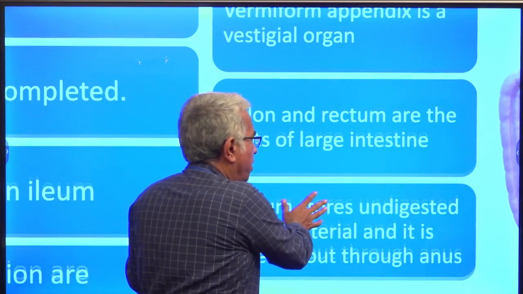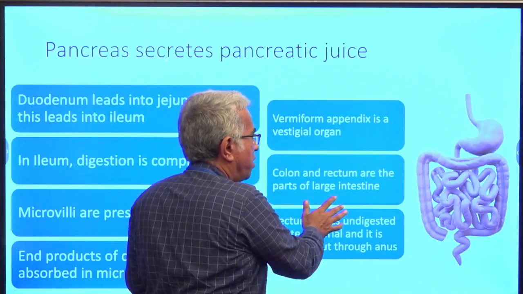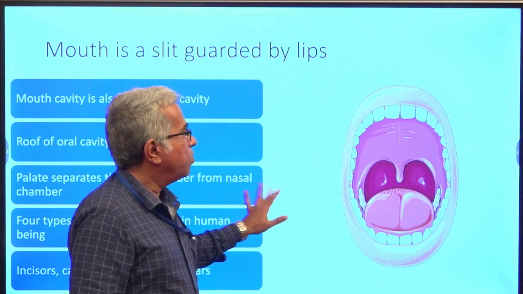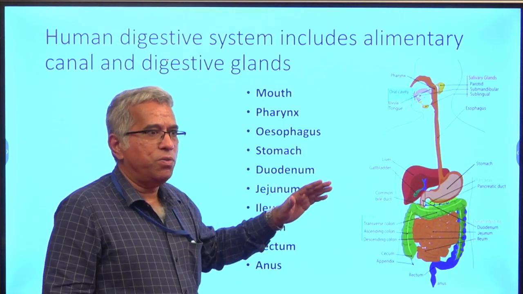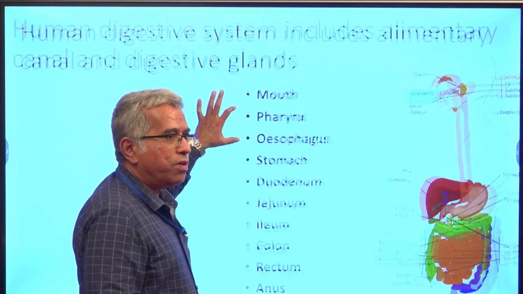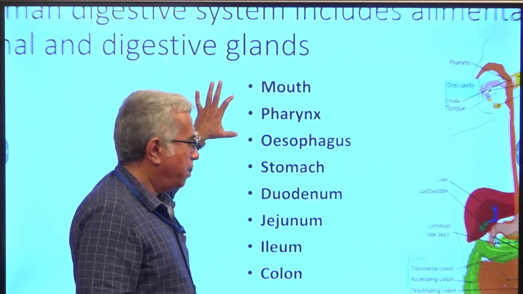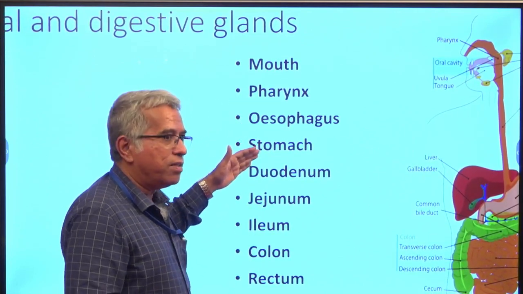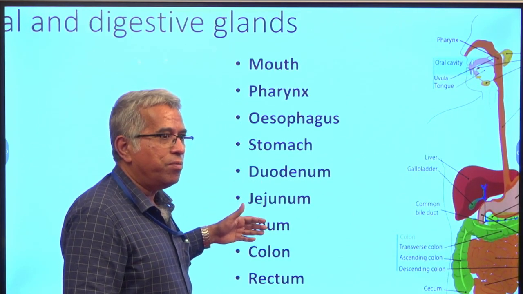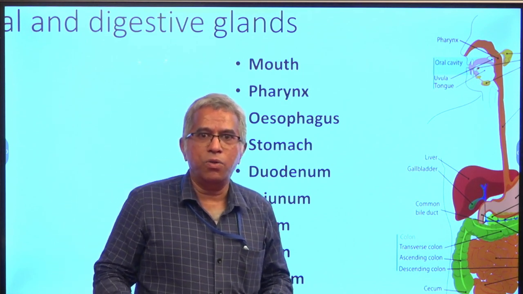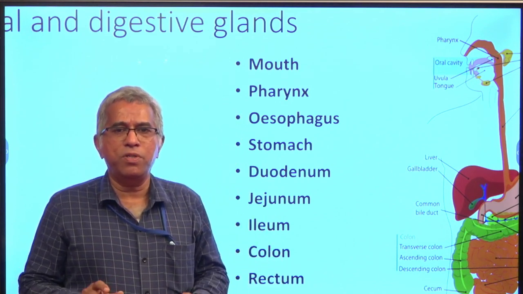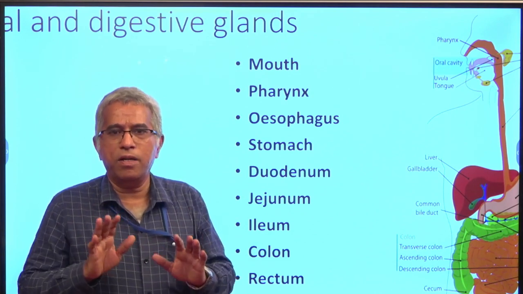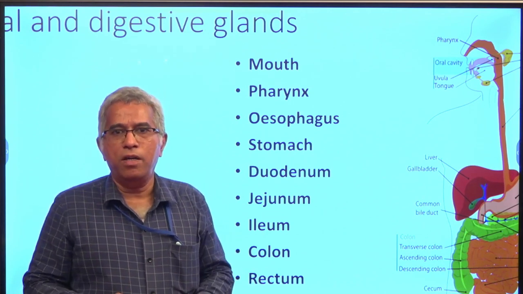So this is about the various parts associated with the digestive system. Now, let me sum up. The human digestive system is a complete digestive system. It starts with the mouth and ends with the anus. Here you can see mouth, pharynx, esophagus, stomach, duodenum, jejunum, ileum, colon, rectum, and anus. So this is about the human digestive system. Just mention the names and give 1 point for each structure. That is enough. That will fetch you very good marks in the examination.